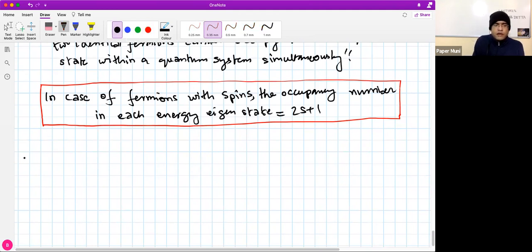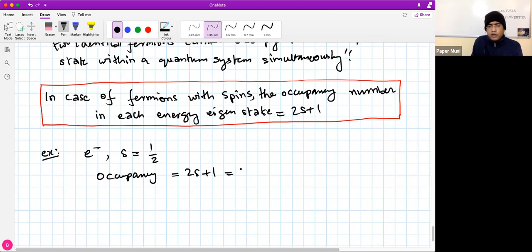Now, let's take a small, simple example. The electron is there and its spin is half. So what is the occupancy of any given state? The occupancy will be given by 2s plus 1. Now in a given state, how many electrons can be there? If you put the value of spin, we get 2. So each energy eigenstate can have only 2 electrons.